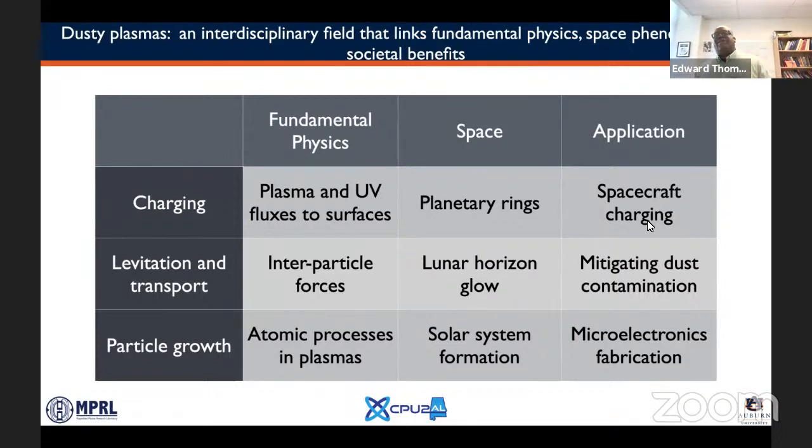And so with that, I'm hoping that convinces you that putting these little particles into plasmas or growing those little particles actually is a kind of physics problem that is really broad, and one that touches on some really interesting questions having to do with space and astrophysical systems, down to things that are really practical, like how do you make microelectronics.